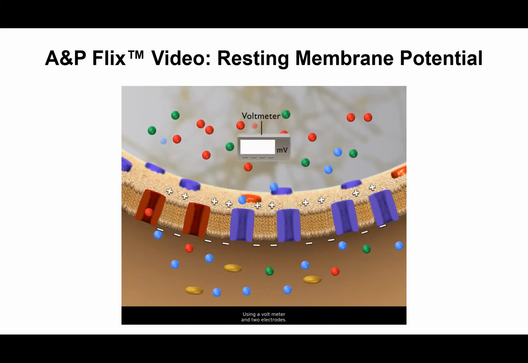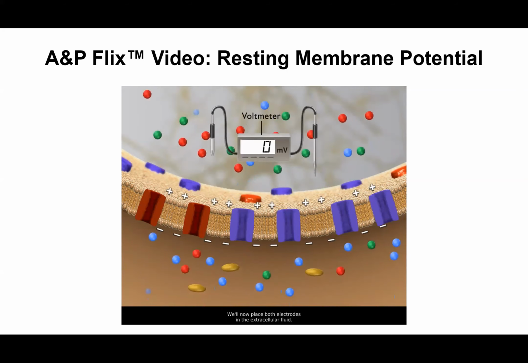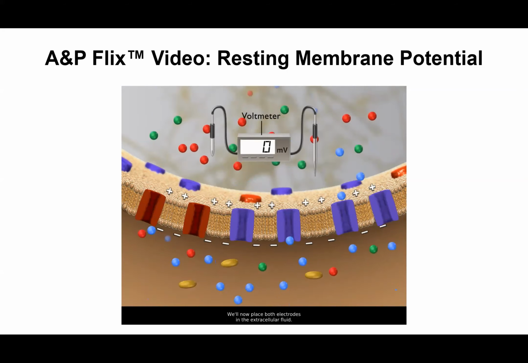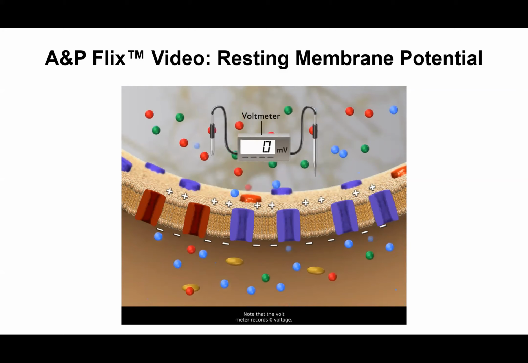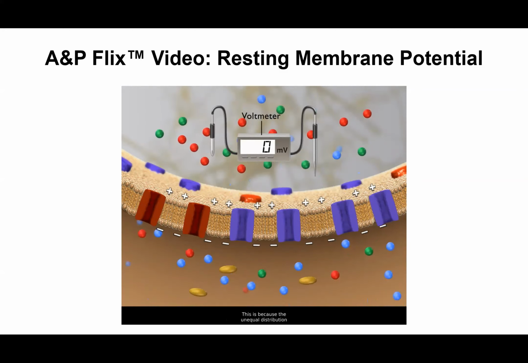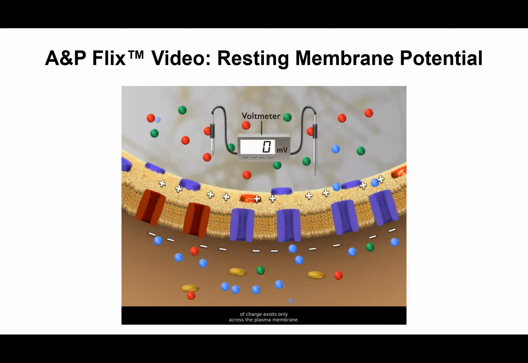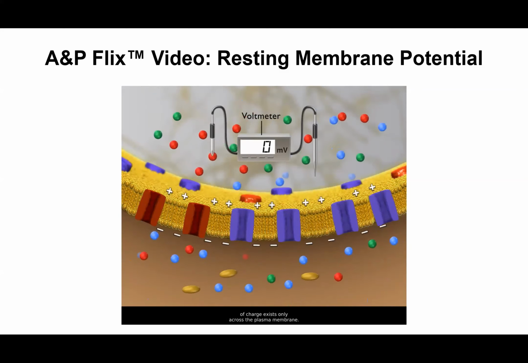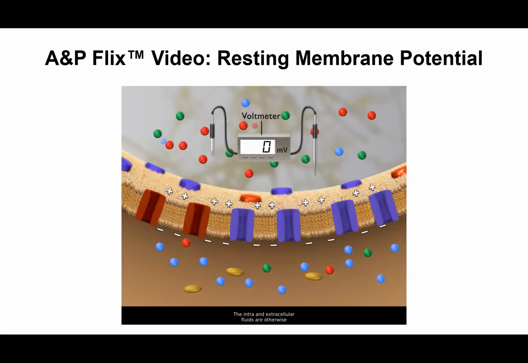We'll now place both electrodes in the extracellular fluid. Note that the voltmeter records 0 voltage. This is because the unequal distribution of charge exists only across the plasma membrane. The intra- and extracellular fluids are otherwise electrically neutral. However, when we insert one of the electrodes into the intracellular fluid, a voltage is recorded. The value of the resting membrane potential varies, but on average it is minus 70 millivolts.